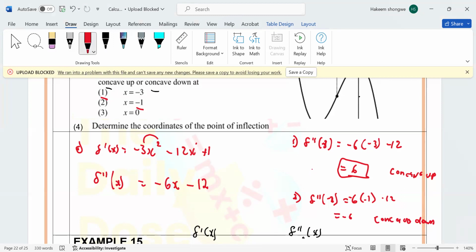And then after that, we have x is equal to 0. Let's try x is equal to 0. When f prime prime of 0, you have what? What did you say here? Concave up or concave down? So it's down. Yes.